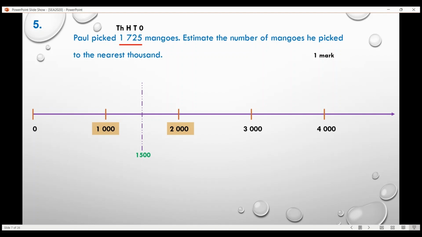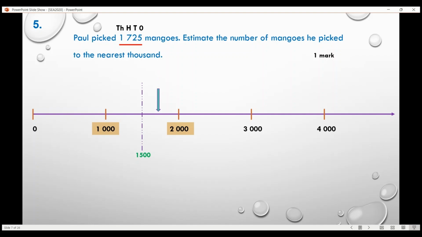Let's go back to the question. Paul picked 1,725 mangoes. So will that be on the purple line, on the left of the line, or on the right of the line? 1,725 falls to the right. And we just give an average so students can see what's happening. So what does that mean?